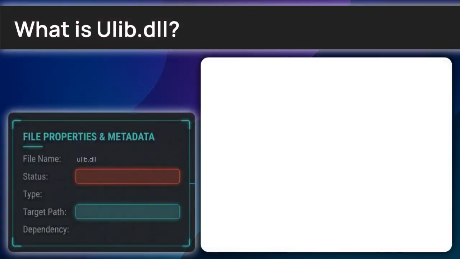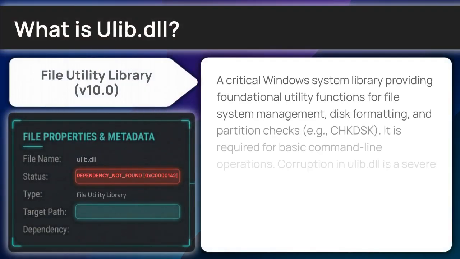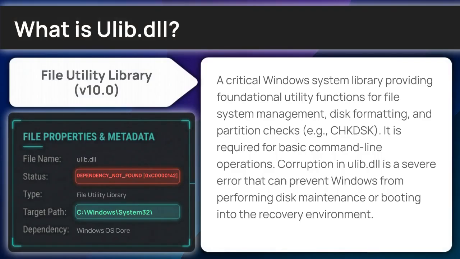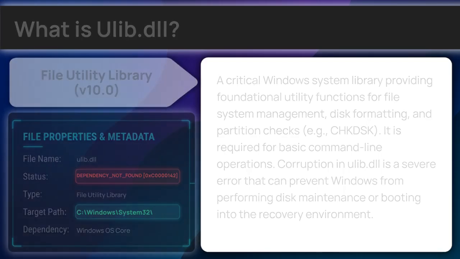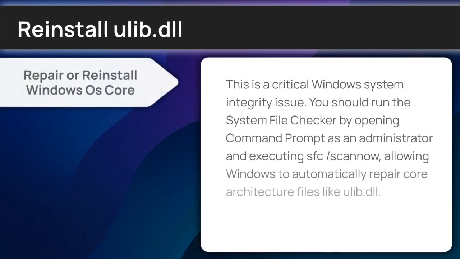This is the Universal Library, a critical Windows system library providing foundational utility functions for file system management, disk formatting, and partition checks, e.g., chkdsk. It is required for basic command line operations. Corruption in Ulib.dll is a severe error that can prevent Windows from performing disk maintenance or booting into the recovery environment. Knowing the file's purpose is helpful, but now we need to physically restore it. This is a critical Windows system integrity issue.